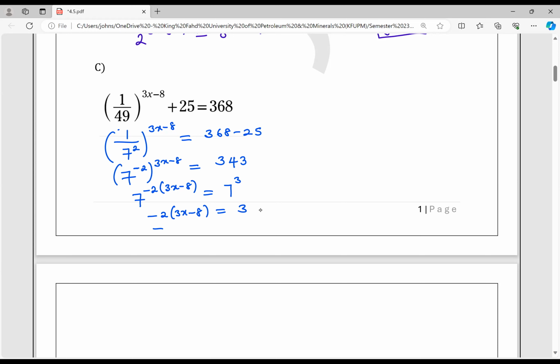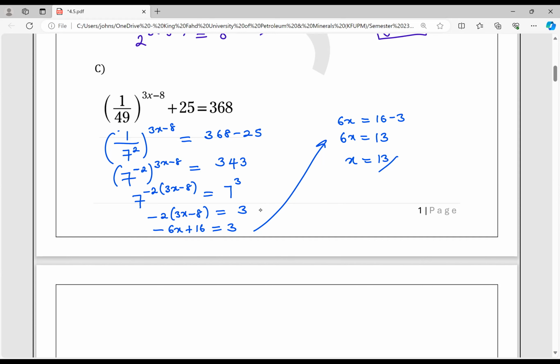Then this will give us minus 6x plus 16 equals 3. We can finish this up here. This means 6x is going to be 16 minus 3, so 6x is 13, right? Therefore, x is 13 over 6. So that is the solution for this problem.